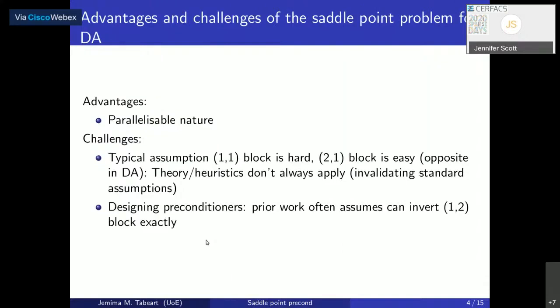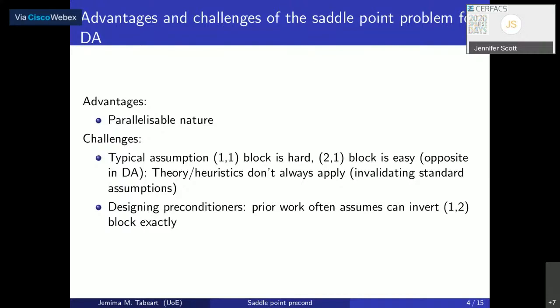Okay, so again, the advantage of this saddle point system compared to the more standard objective function formulation is really this parallelizable nature, as Yeva said. And there have been some challenges associated with this formulation. I'm going to talk mainly about numerical linear algebra challenges for the moment. One challenge is that a lot of the saddle point research has assumed that the 1-1 block is hard to deal with and the 2-1 block is easy. And we've just heard that this is really not the case. In fact, the 2-1 block is very hard, and sometimes the 1-1 block is also hard.